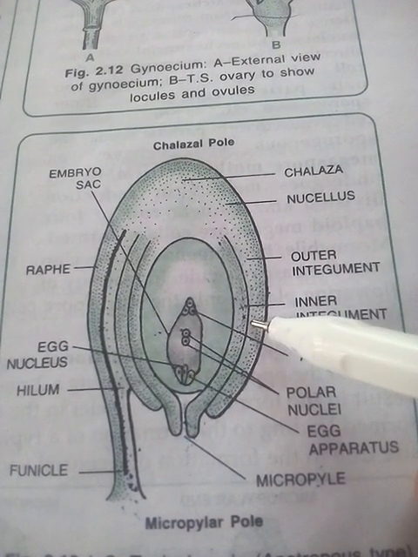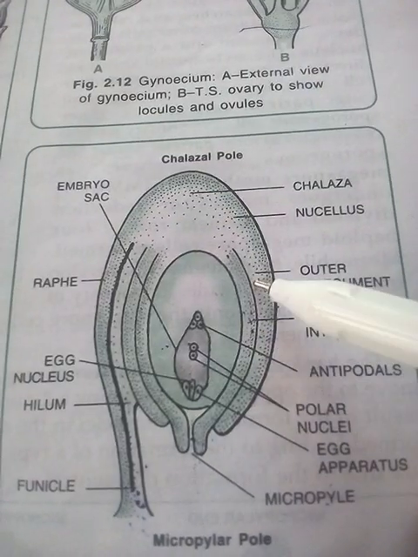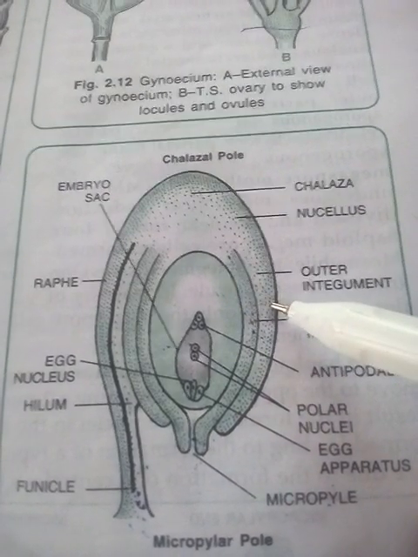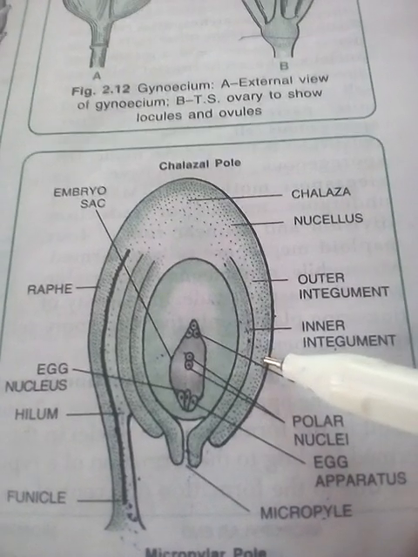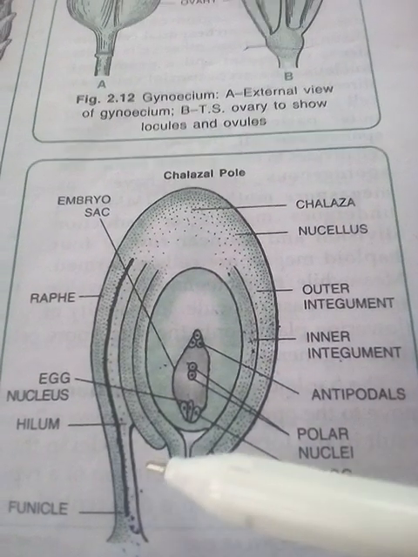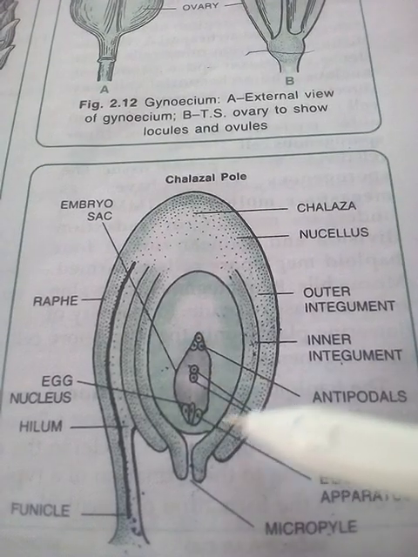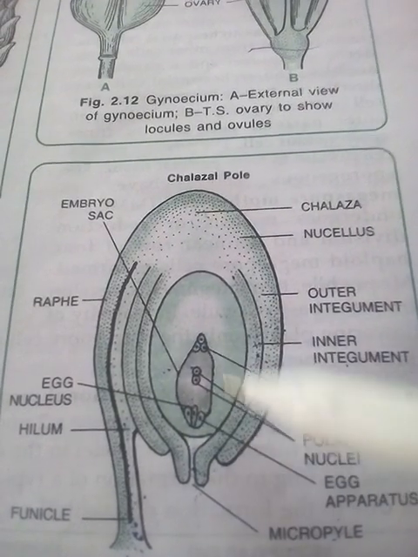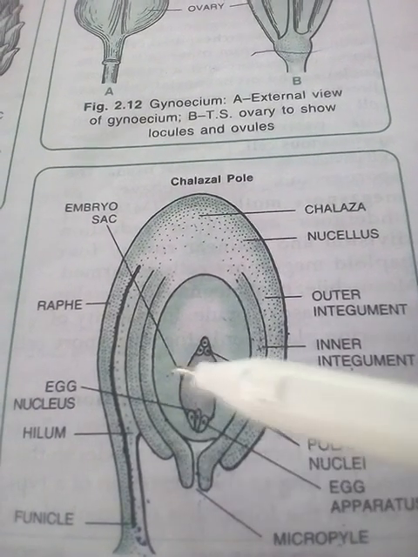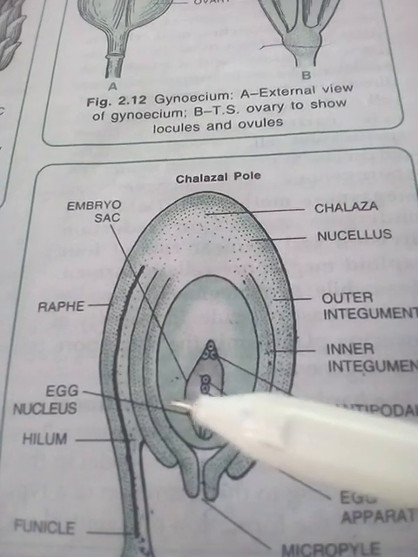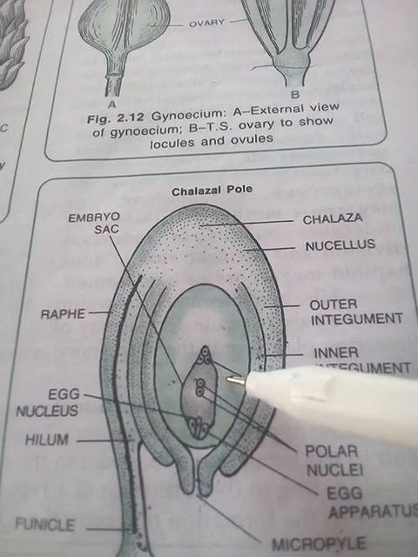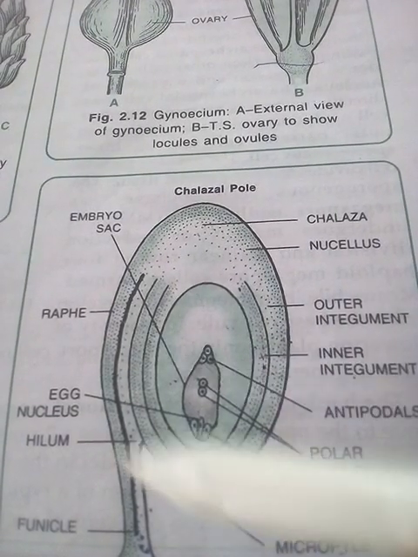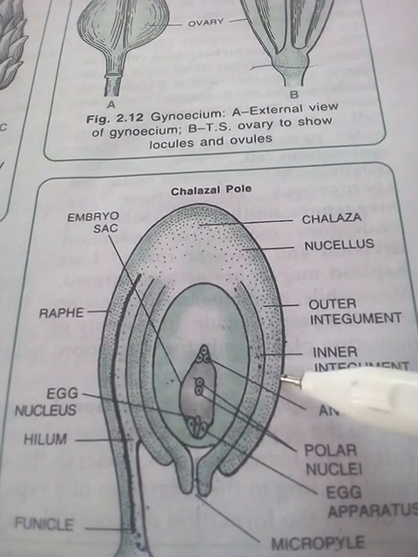And what is the function of the integument? Integuments are covering and protecting in function. These are the coverings of the megasporangium or ovule, and they are protective in function. These two integuments protect the entire ovule or megasporangium, within which later on the egg will be formed, later on the zygote will be formed, and so on. From the zygote the embryo will be formed. So integuments are mainly protective in function.